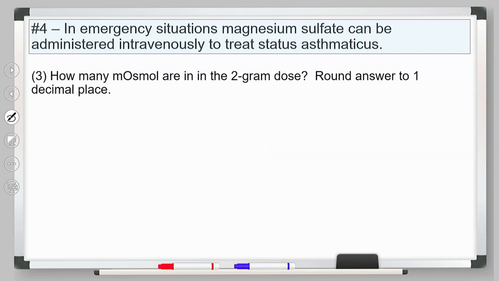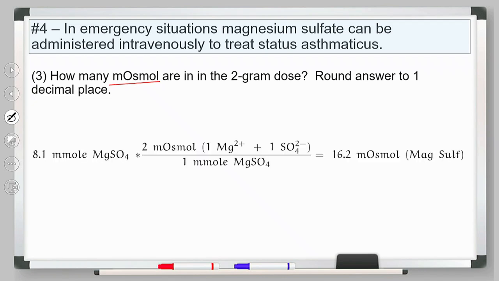Okay? Now, let's do something different. Instead of milliequivalents, I want milliosmoles. Instead of counting electricity or charges, I'm going to count what? Particles, the number of particles that come from when my chemical, magnesium sulfate, dissociates. So if I start with 8.1 millimoles of magnesium sulfate and look at the molecule here, I'm going to get 1 magnesium and 1 sulfate. So 1 plus 1 is 2. 2 particles from every 1 molecule, if you will. So if I multiply my 8.1 molecules by 2, I get the same number, but in this case, I'm counting particles. So it's 16.2 milliosmoles, the number of particles from my magnesium sulfate.